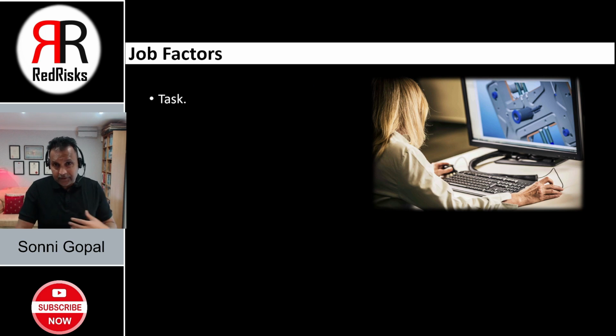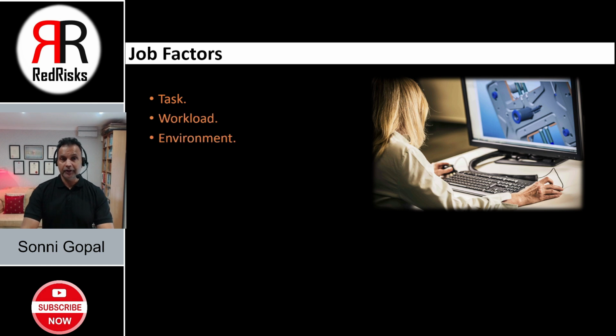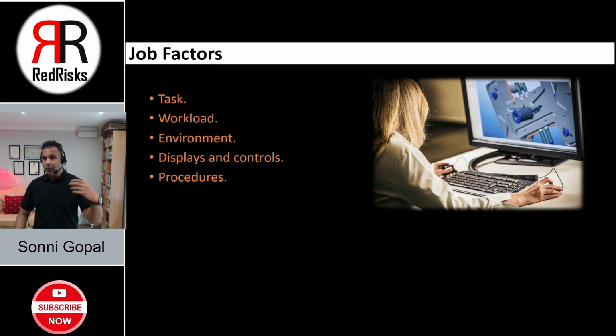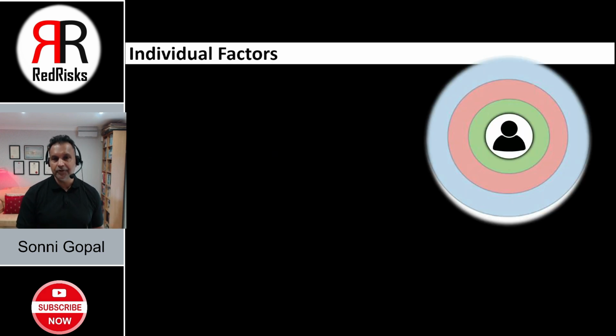In terms of job factors, the task itself might be something that we need to consider. Remember, human failures could be an error or a violation. What is the task? Is the workload okay? What's the environment like? Are the displays and controls satisfactory? Are the procedures clear? Is it absolutely very distinct in terms of what needs to be done? So there's a number of job factors there. So we've talked about organizational factors, we've talked about job factors. The one that we should really pay a little bit more attention to, I guess, is individual factors.